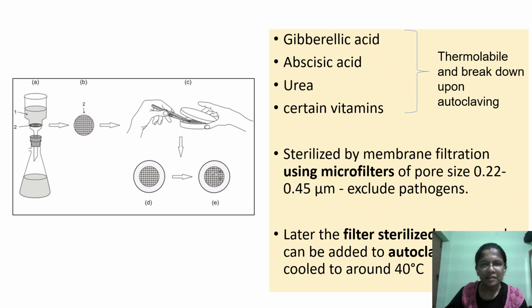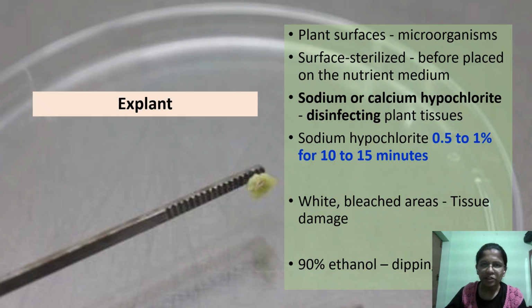And the next is, whenever we are using filters, by using the filters also we can avoid the contamination. The filter pore size should be 0.2 to 0.45 micrometre. So it helps in avoiding the pathogen. And we can also go for autoclaving, and then we can also cool these things to avoid the contamination.